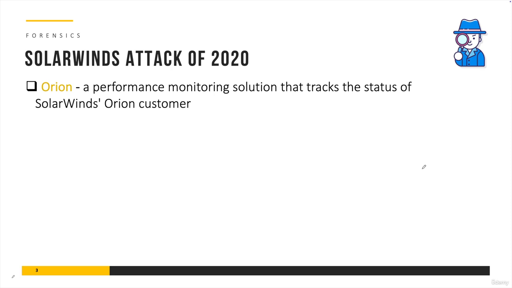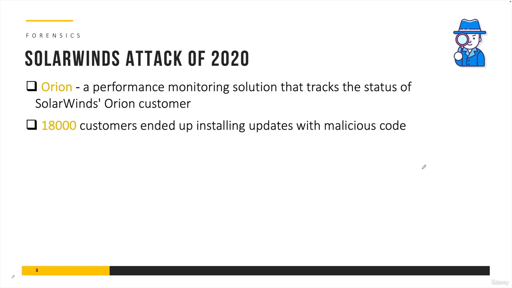So in September 2019, hackers were able to access the SolarWinds network, and soon after that, they started testing their code injection in Orion. A couple of months later, after they had done all the testing and they were happy with the results, they injected malicious code called Sunburst into Orion. And as a result, on March 26, 2020, 18,000 customers of SolarWinds ended up installing updates with the malicious code. And please bear in mind, among these 18,000 organizations, it also included US government agencies.